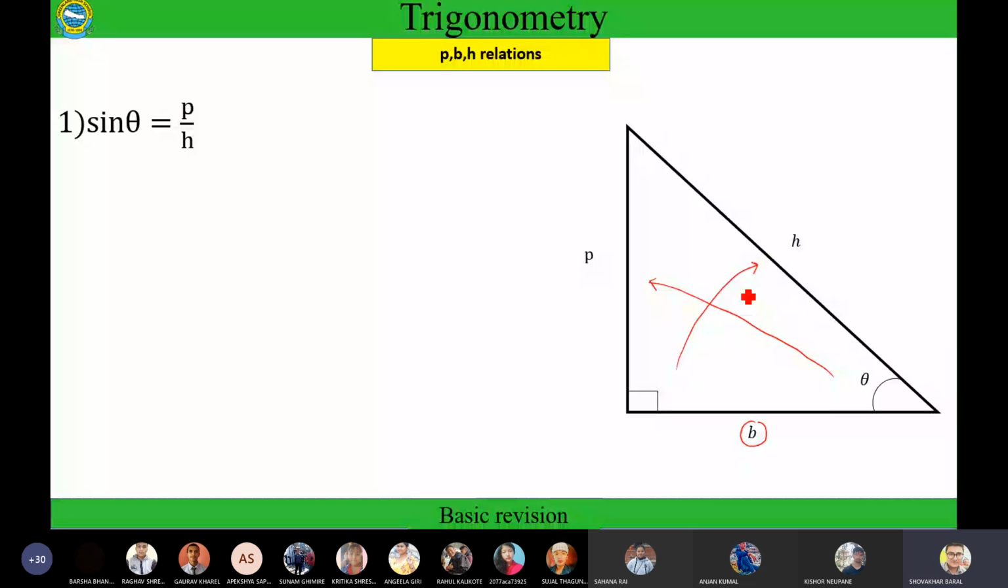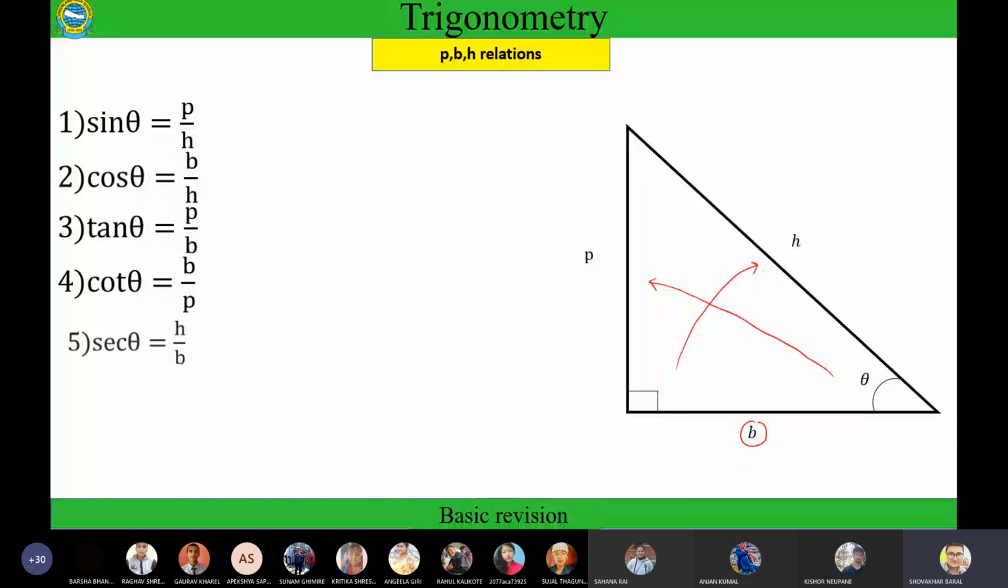Height and distance is a very important topic of trigonometry. So I am going to discuss this thing also. Sin theta is equal to p by h, cos theta b by h, tan theta p by b, cot theta b by p, sec theta h by b, and cosec theta h by p. I think most of you know this formula.